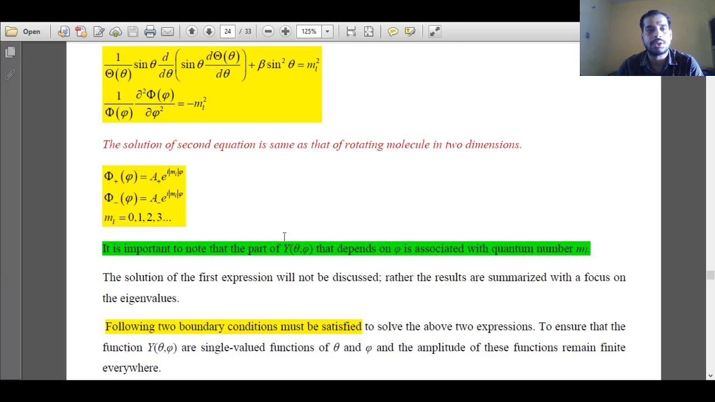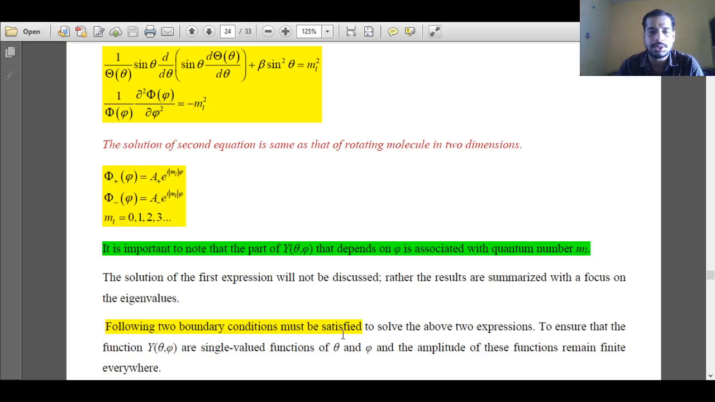So what is the solution of the first expression? The solution of the first expression will not be discussed, rather the results are summarized. We will directly discuss the results of the first expression. The second expression gives us quantum number ml. So what does the first expression give us? We will see. Now we have to apply boundary conditions to the first expression also.